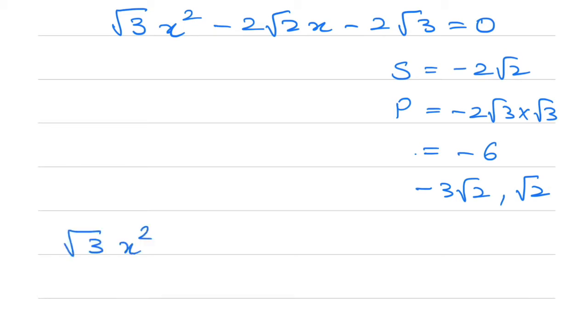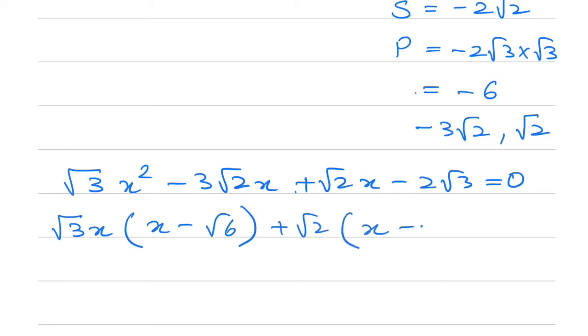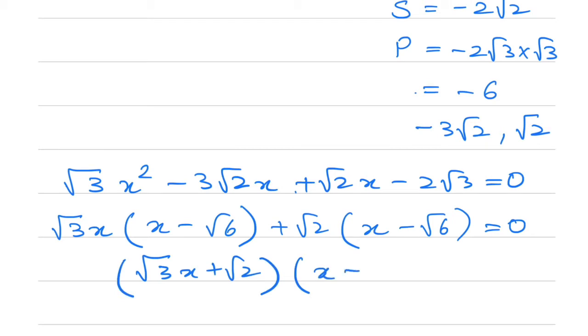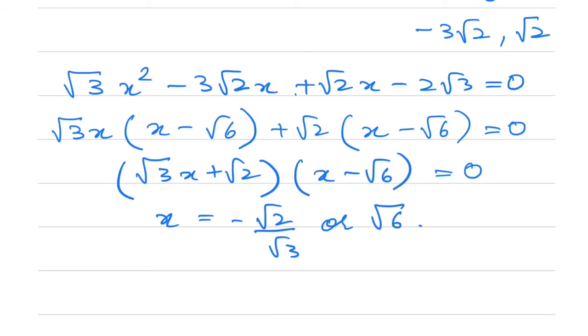Root 3 x square minus 3 root 2 x plus root 2 x minus 2 root 3 is equal to 0. Root 3 x is common, x minus root 6, plus root 2 is common, x minus root 6 is equal to 0. So we have root 3 x plus root 2 into x minus root 6 is equal to 0. So we have x is equal to minus root 2 by root 3 or root 6. Answer.